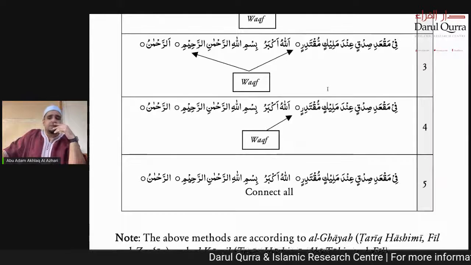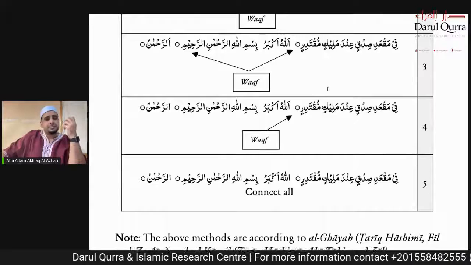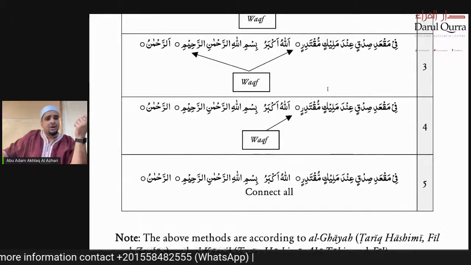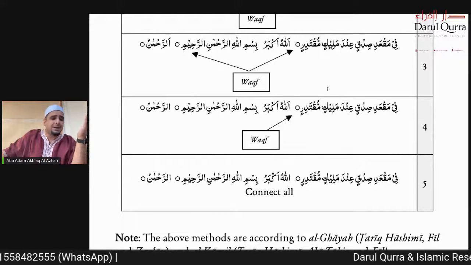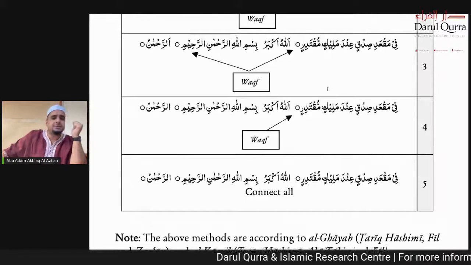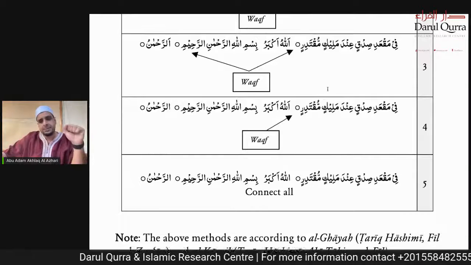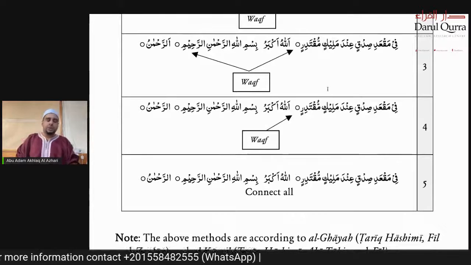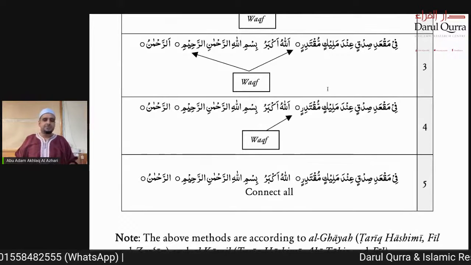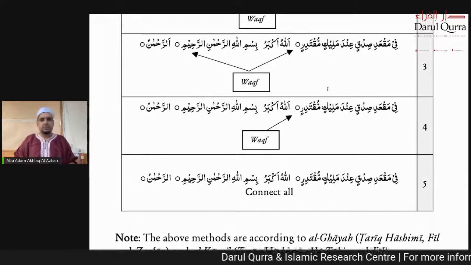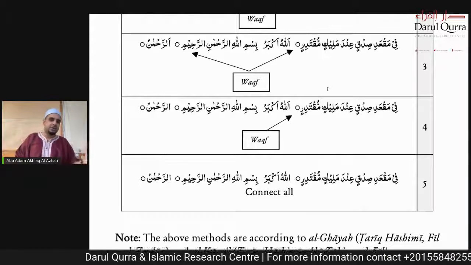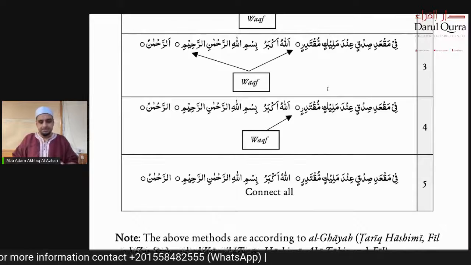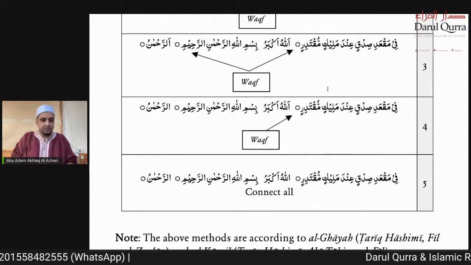Fi maq'adi sidqin 'inda malikin muqtadirin. Allahu akbar. Bismillahir rahmanir rahim. Ar-Rahman. So here we've joined all of it together. Tamam? So this is, again, takbir aam. You can do this between any two surahs. You could join Surah Yasin with the surah before it, or with the surah after it, and you could do the takbir. This is takbir al-aam. So let's go to page number 70 now.